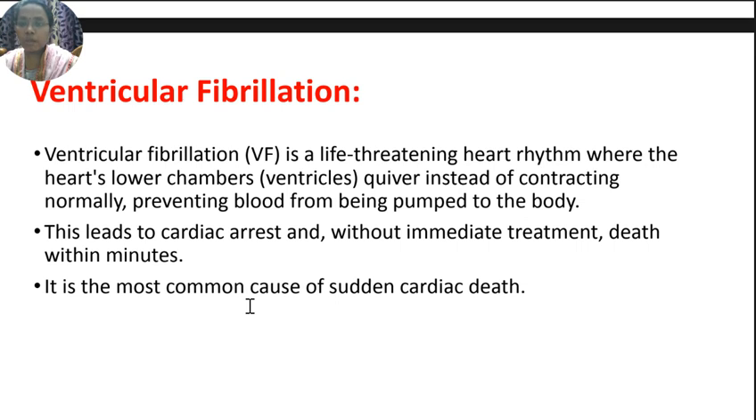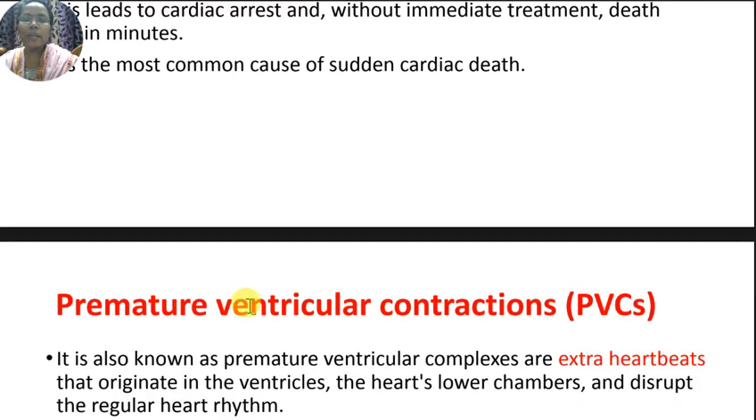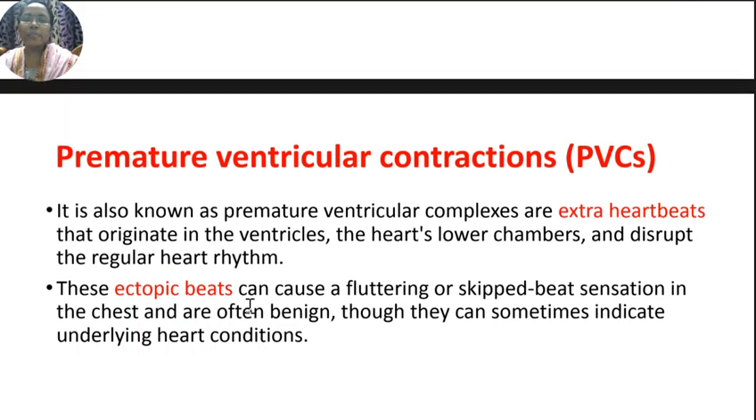So this is a more life-threatening abnormal ECG waveform when compared to the AV block. Severely, it may lead to cardiac arrest. So we should monitor this and go for early treatment. And premature ventricular contractions, also known as premature ventricular complexes. How this occurs: ectopic beats can cause a fluttering or skipped beat sensation in the chest. So this is called premature ventricular contractions.